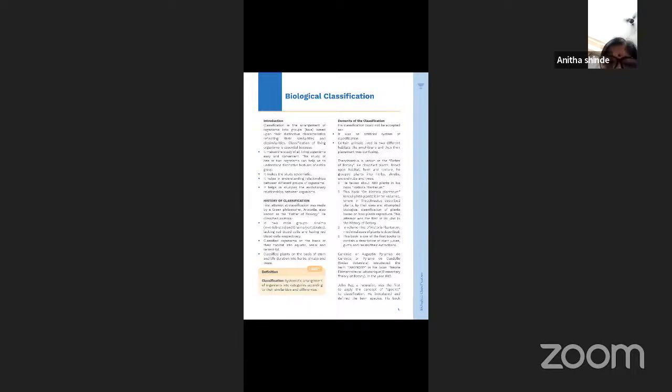Is it okay? Yes, students? Yes, ma'am. So don't get confused with these three terminologies. Taxonomy is different, classification is different, systematics is different. But when we are talking about classification, you should know these three terms very, very clearly.